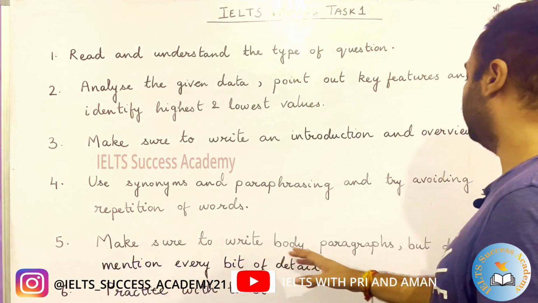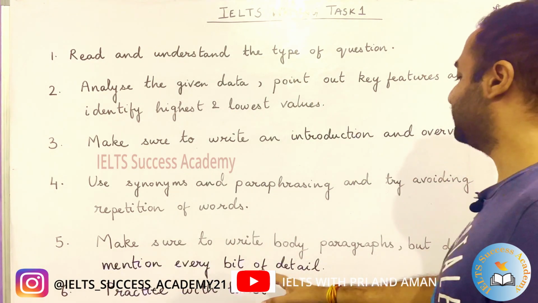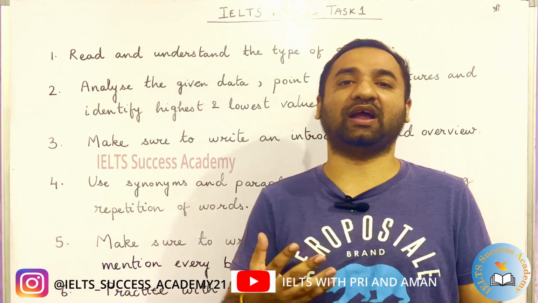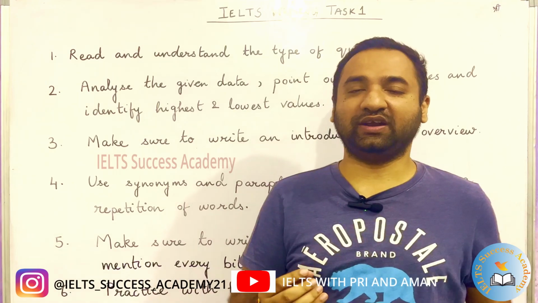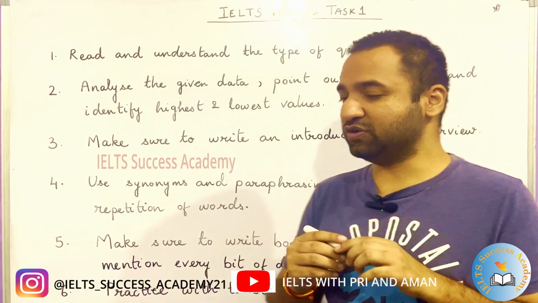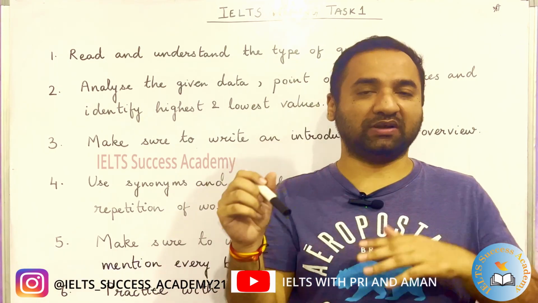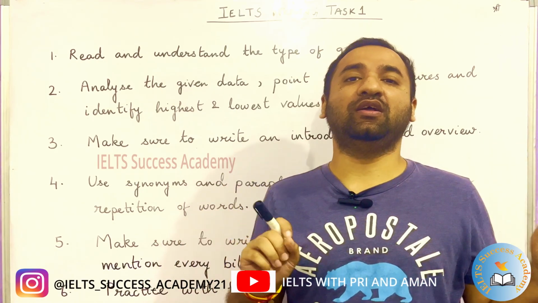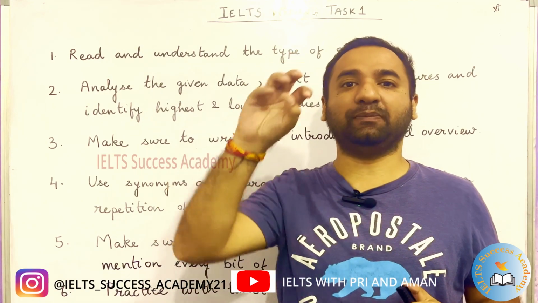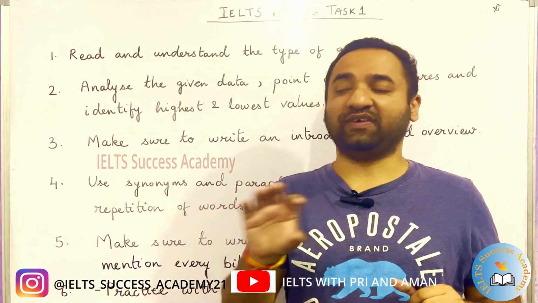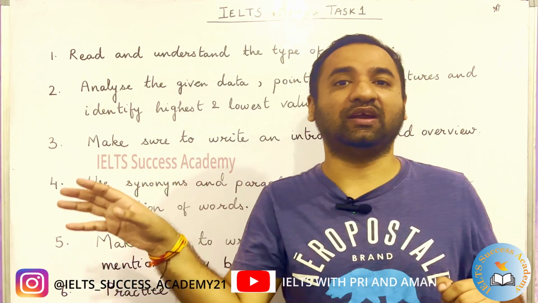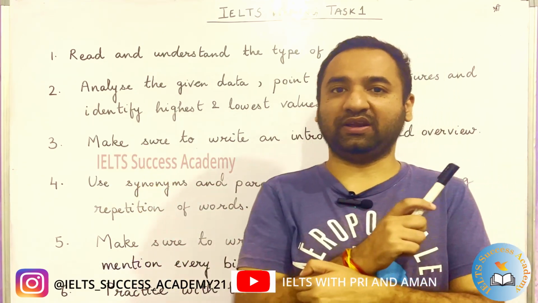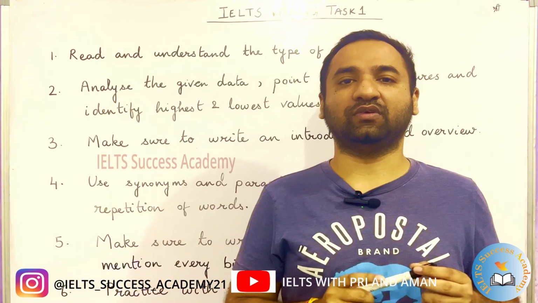Fifth, make sure to write body paragraphs but don't mention every bit of detail. What do I mean by that? If your data point goes from 50 to 45, as I mentioned before, don't mention every point. Try to highlight the biggest increases and the biggest decreases. If it has stagnated, you can say it has stagnated, or the data point has become steady.